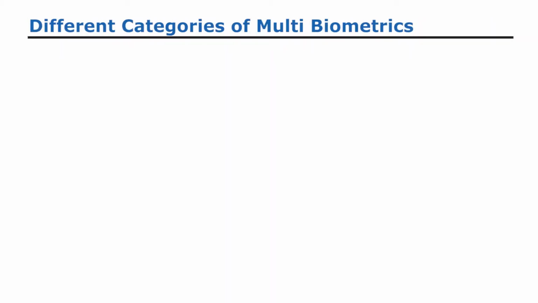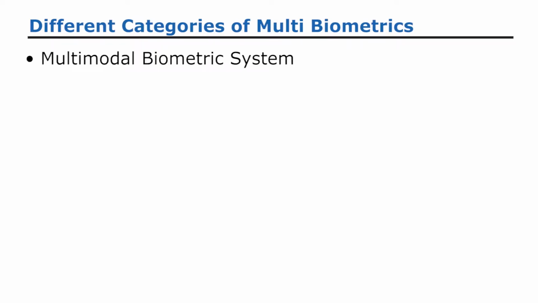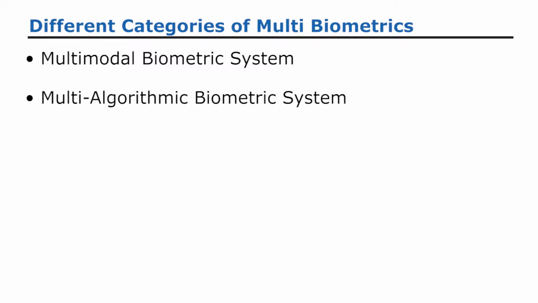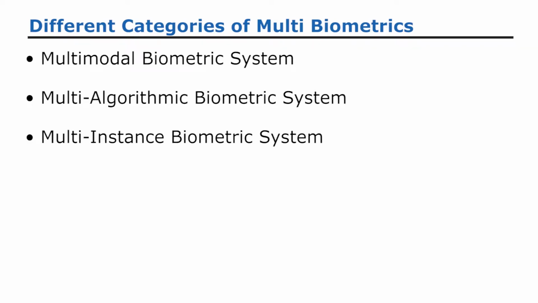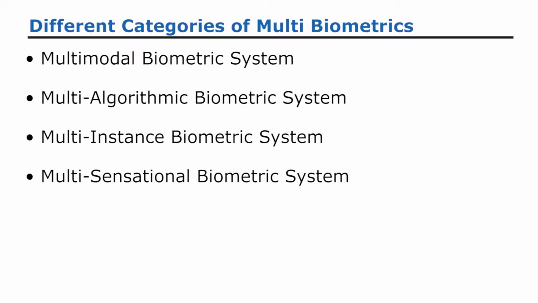Therefore, multi-biometrics can further be classified into four types because it is very vast. Therefore, it is classified under four categories. The first one is the multimodal biometric system. The second one is the multi-algorithmic biometric system. The third one, the multi-instance biometric system. And the fourth one is the multi-sensorial biometric system.